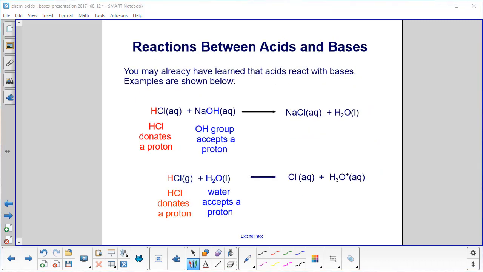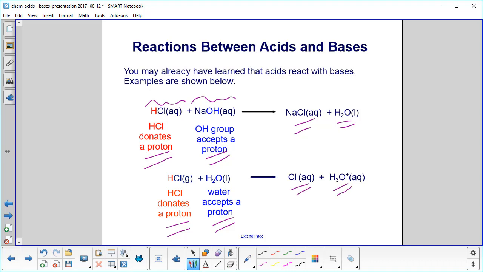You may already have learned that acids react with bases. Here's some examples. Here we have HCl reacting with sodium hydroxide. The HCl donates a proton, and the OH group very nicely accepts one, forming salt and water. Over on the next one, we have HCl once again donating a proton. This time water accepts the proton, and we have the chlorine minus and the hydronium ion.